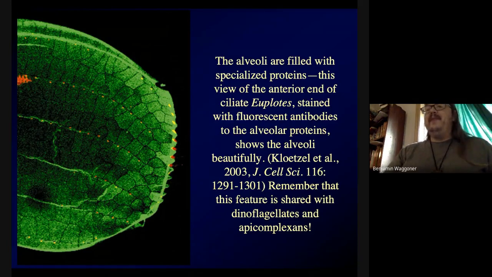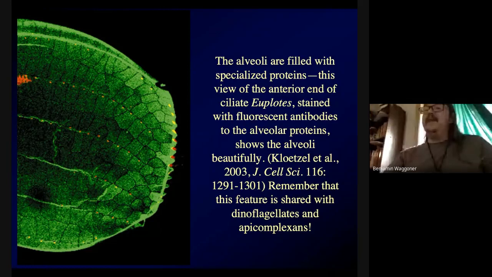This happens to be my favorite ciliate of all. It's called euplotes, and it's been stained with fluorescent antibodies to specialized proteins that are in the alveoli, and you can see this beautifully. The front end of the cell just looks like a mosaic. Each one of those little polygonal tiles is a single alveolus, and you can see how they're packed together very tightly and they fit together very tightly. All of that is just underneath the outermost plasma membrane.